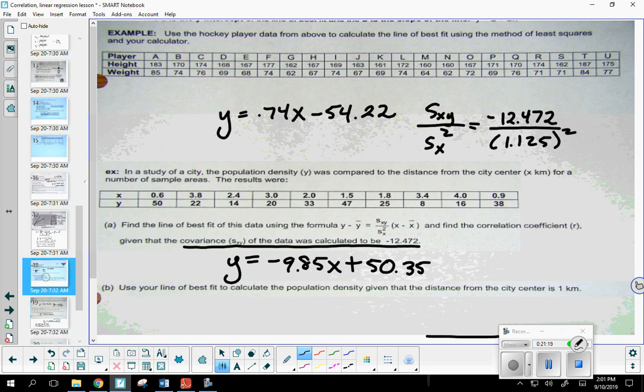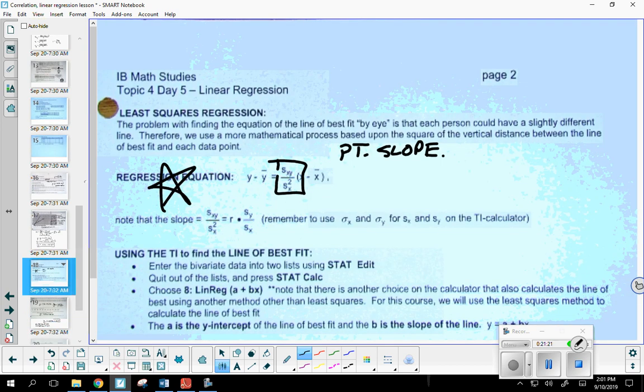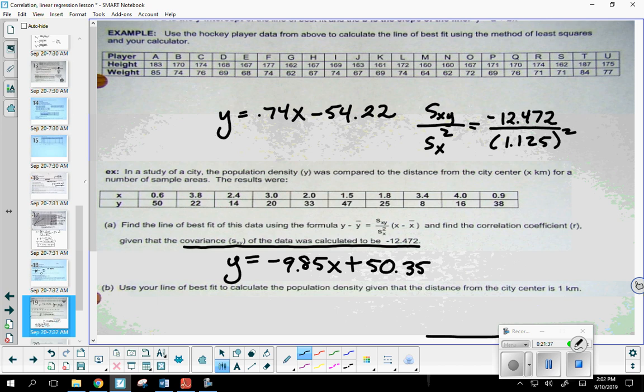We didn't specifically look at it, but you could take the correlation coefficient R times the ratio of the standard deviations. If you were to do that, you should get very close to negative 9.85 as well. Okay. If you wanted to go ahead and do that, I'm not going to worry about that right now. Okay, good.